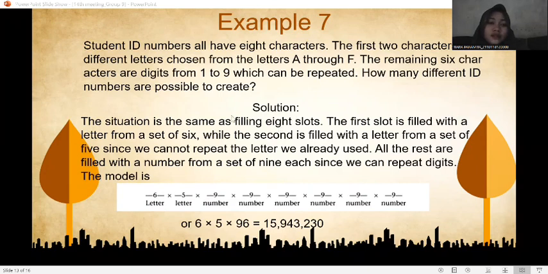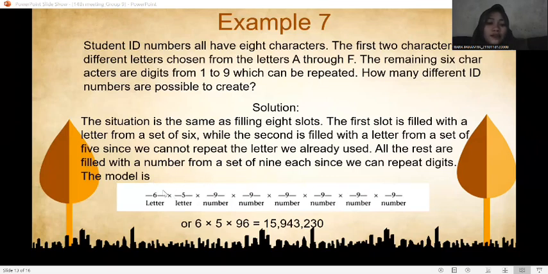The solution is, the situation is the same as filling slots. The first slot is filled with a letter from a set of 6, while the second is filled with a letter from a set of 5, since we cannot repeat the letter we already used. All the rest are filled with a number from a set of 9 each, since we can repeat digits.